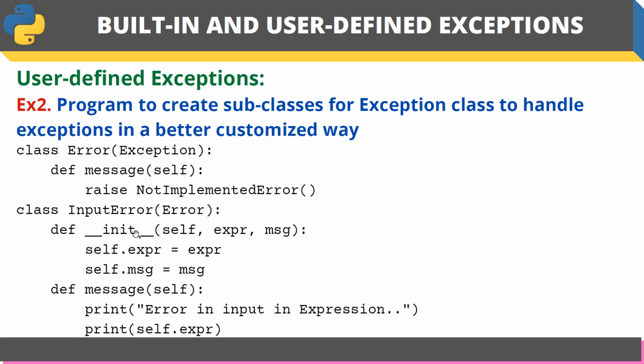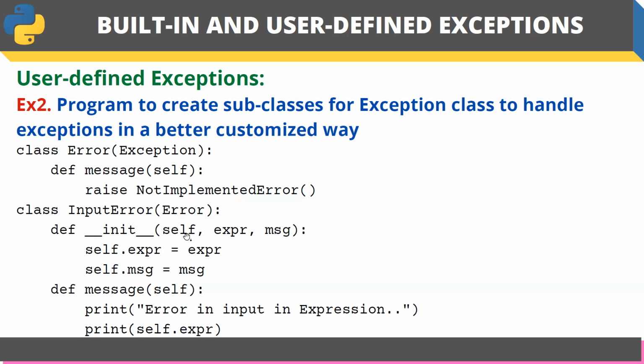So now we are creating our own exception. There is class Error(Exception), and we are going to define message. Here Error is the user-defined class and we are deriving this Error from the Exception class. Define message(self): raise NotImplementedError, and class InputError, and we are going to define this InputError from the Error class. See here, InputError is deriving from Error and Error is deriving from Exception.